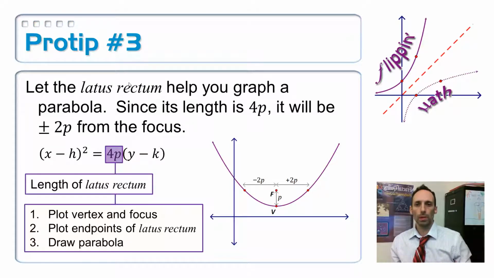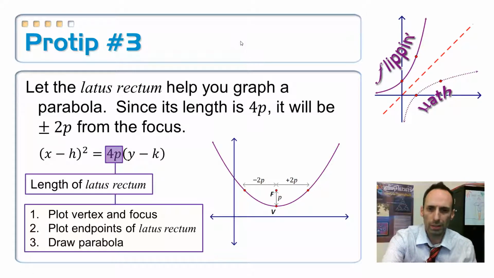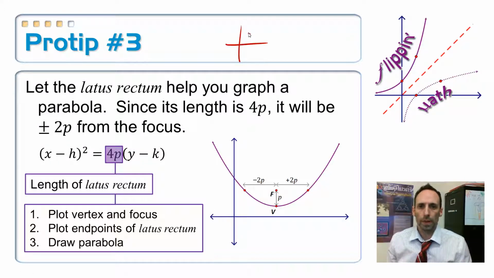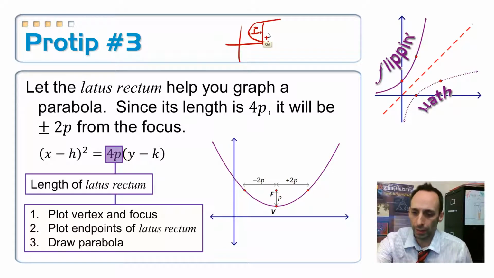Okay, so if this opened in the other direction, opened left and right, a little picture here. If I had my vertex and my focus like this, and that's p, I'm going to go 2p up and 2p down.